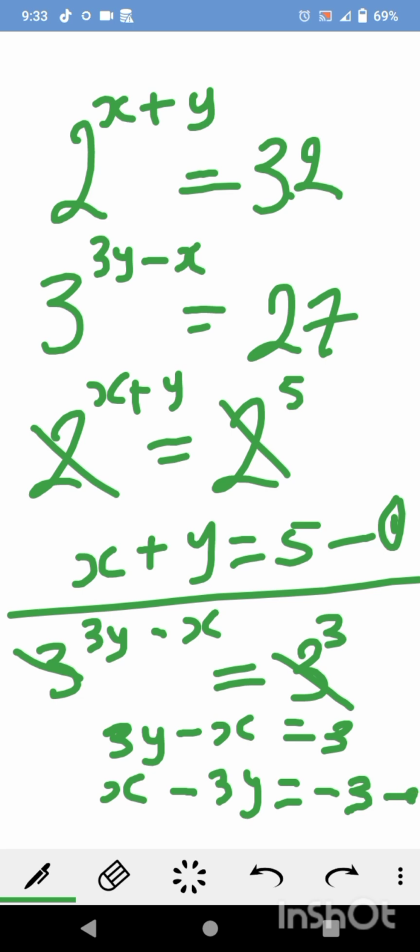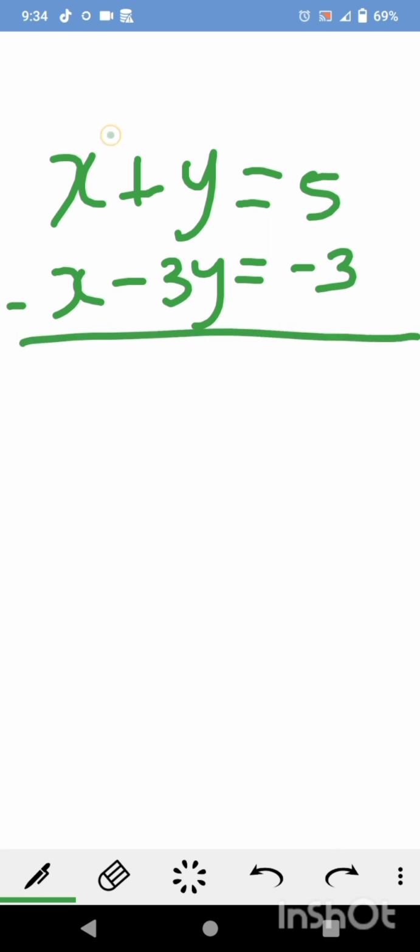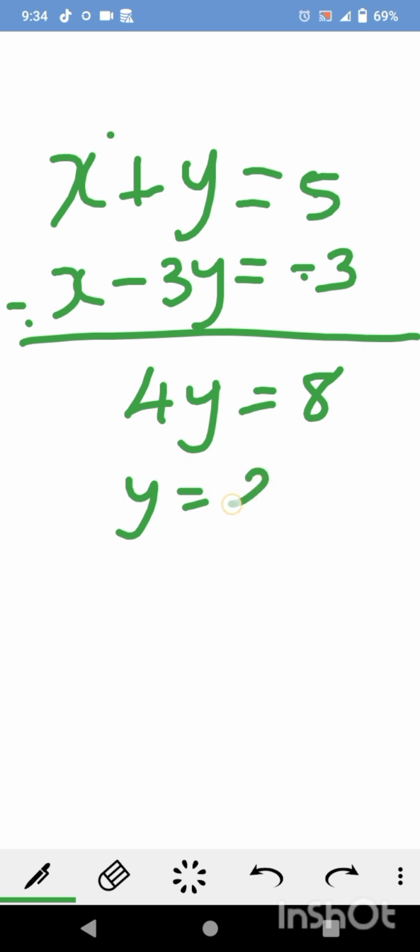Alright, so we are solving equations 1 and 2 simultaneously. Let's get them closer. Equation 1 is x plus y equals 5. Equation 2 is x minus 3y equals minus 3. If you subtract the two equations, x minus x will give you 0. Then y minus 3y will give you 4y. Then minus times minus will give you plus, and 5 plus 3 will give you 8. Obviously, our y will be equal to 2.